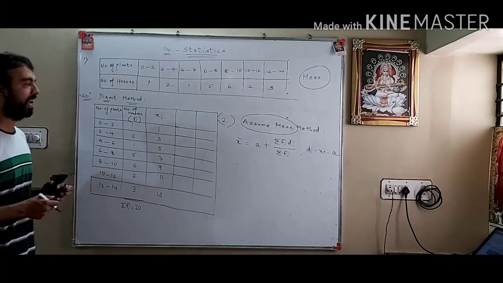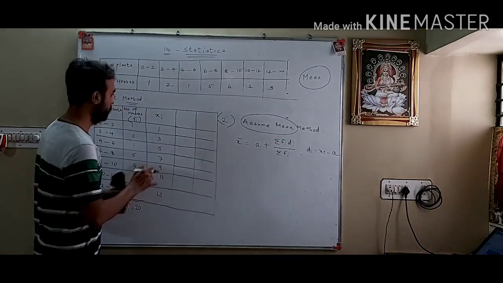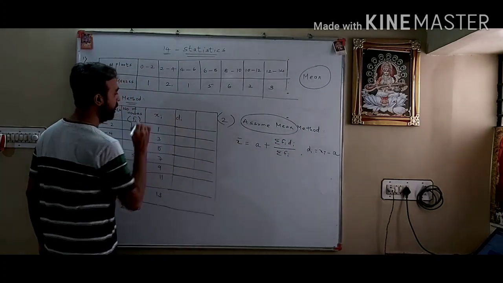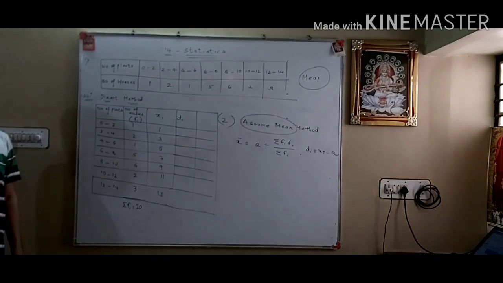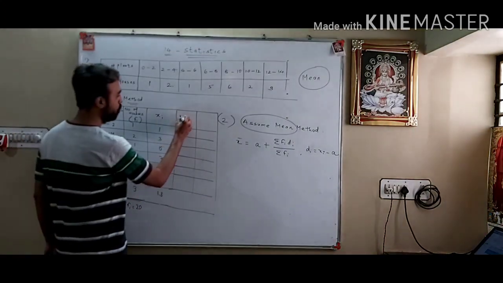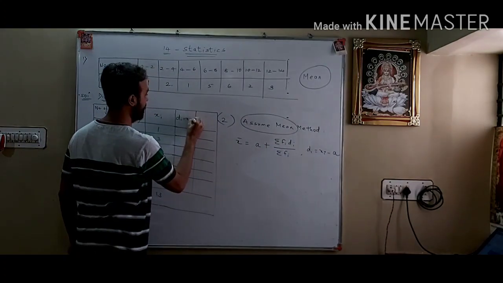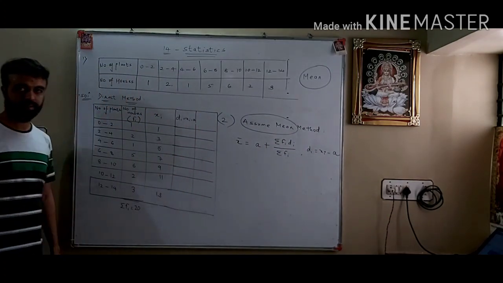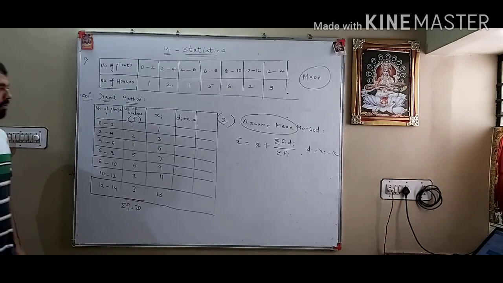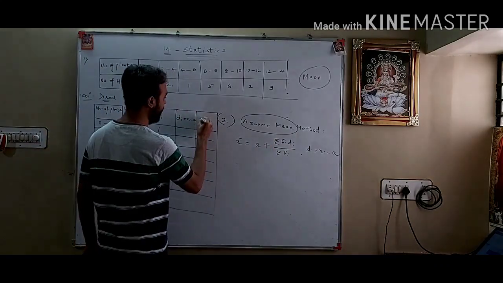Here we don't have the formula XI, here we have DI. So this fourth column must be of DI. Okay, fourth column must be of DI. How to find out DI? Formula I told you. XI minus A. And what is the last one? Over here we want FI DI.